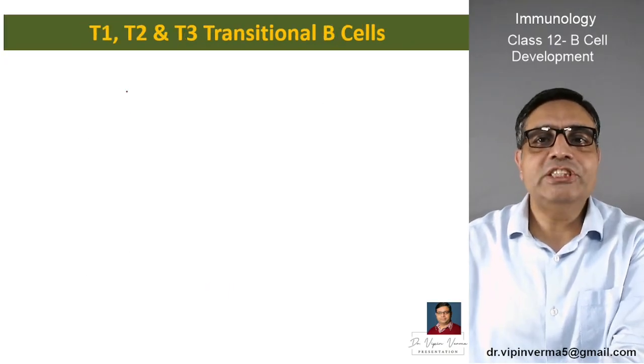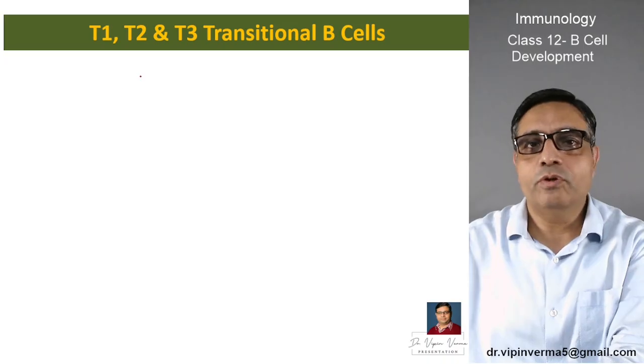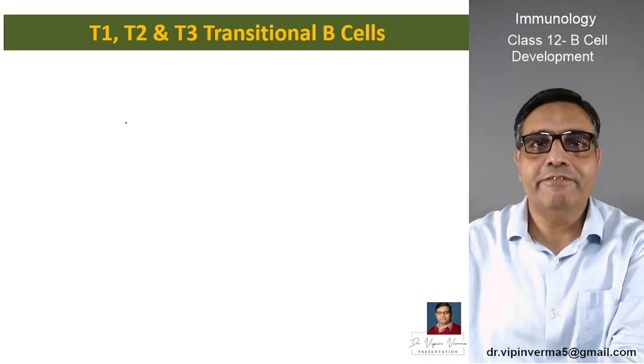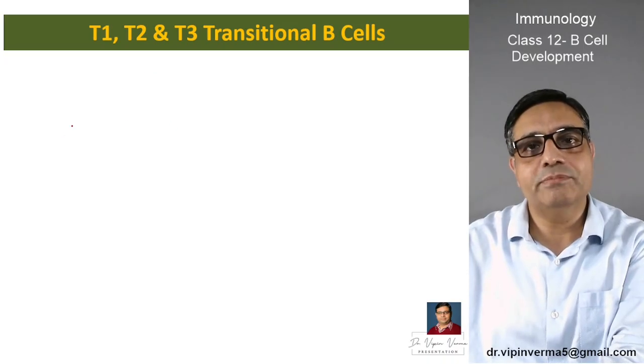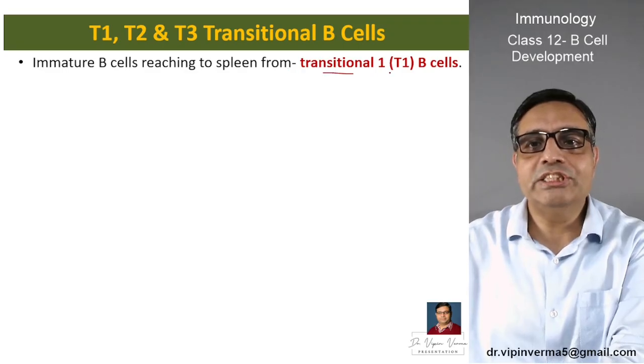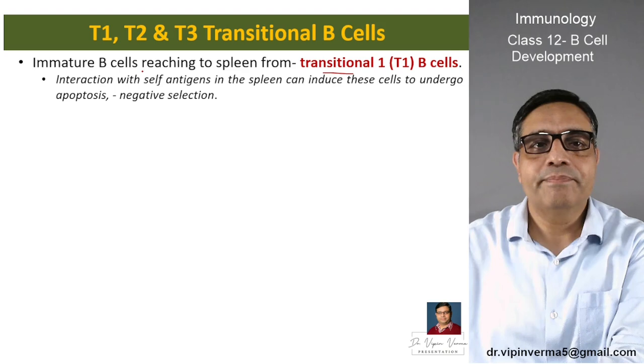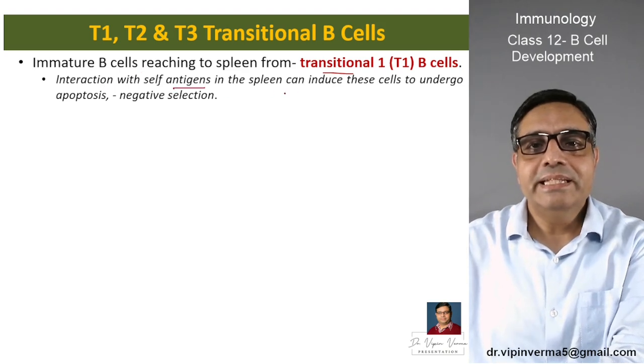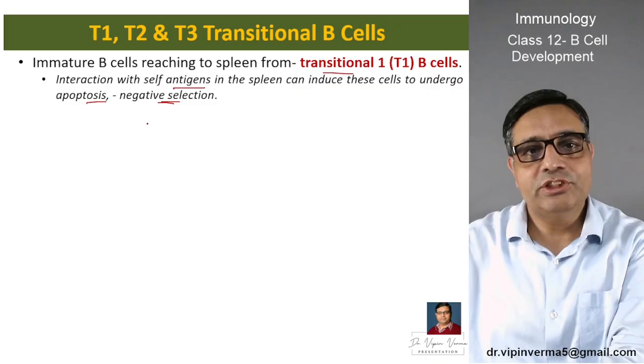Now let us see the transitional B cells. You know that when they leave the bone marrow and go towards the spleen, they become transitional B cells. Immature B cells reaching the spleen from the bone marrow are known as transitional 1, or T1, B cells. The interaction with self antigens in the spleen can induce these cells to undergo apoptosis, and this is a part of negative selection.